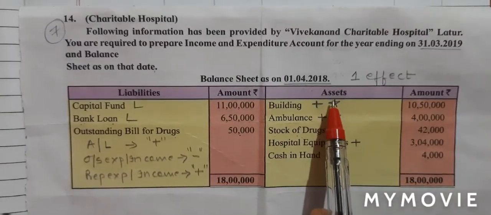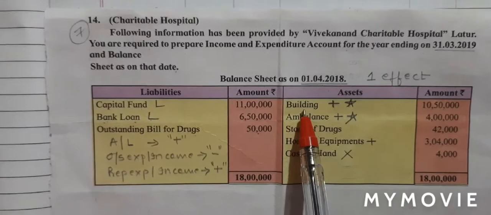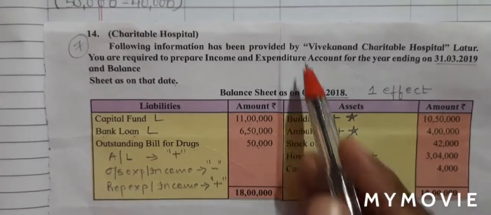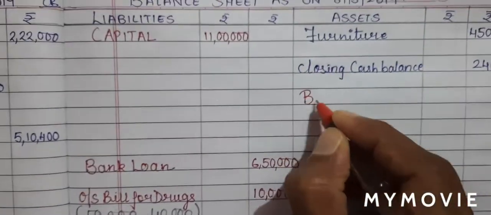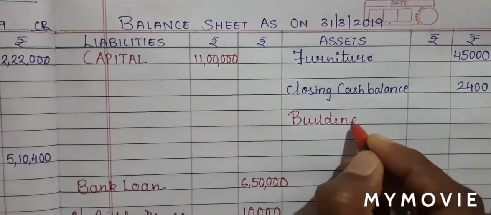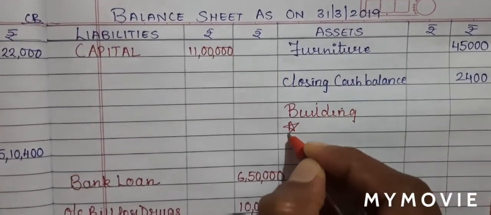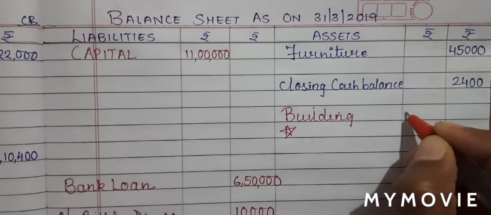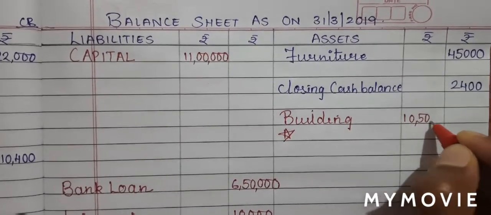We will now begin from the asset side. Building. So I'll write it on the asset side. Building. There is a star. So I'll write it in the inner column, 10,50,000.